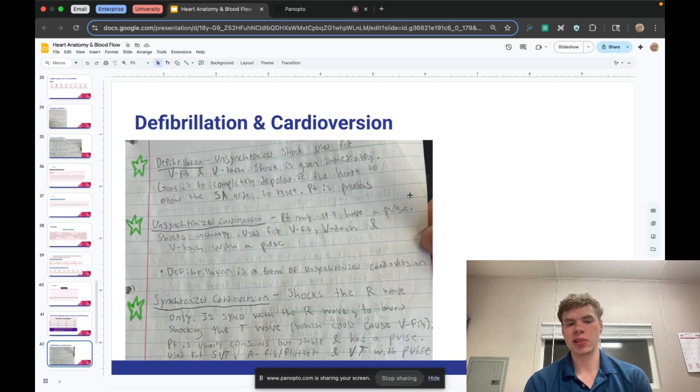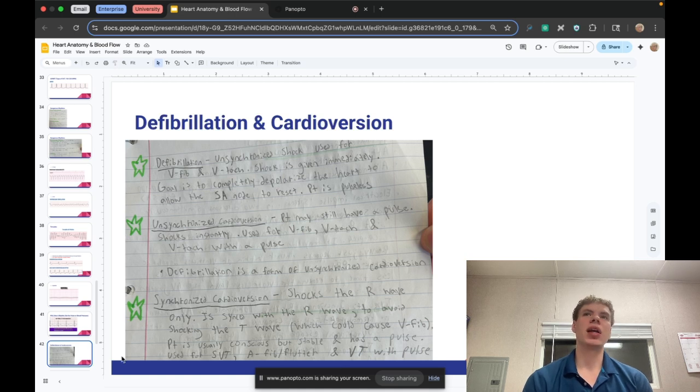The patient is pulseless. Unsynchronized cardioversion: patient may still have a pulse. Shocks instantly. Used for VFib, VTAC, and VTAC with pulse. Defibrillation is a form of unsynchronized cardioversion. In synchronized cardioversion, it shocks the R wave specifically.